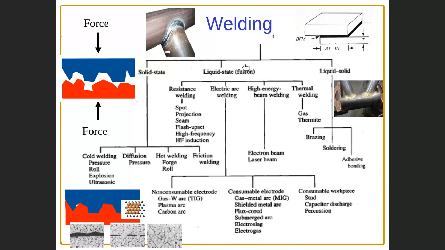Welding process, 3 types of the welding process. Liquid state type, this is liquid state. We call it fusion welding. We have solid state welding. We have liquid-solid state welding. There are 3 types of welding: solid state welding, liquid state welding, which we call fusion welding, and liquid-solid state welding. Let me explain one by one so you can understand. Please give me your attention to understand what the difference is. This is very, very important.